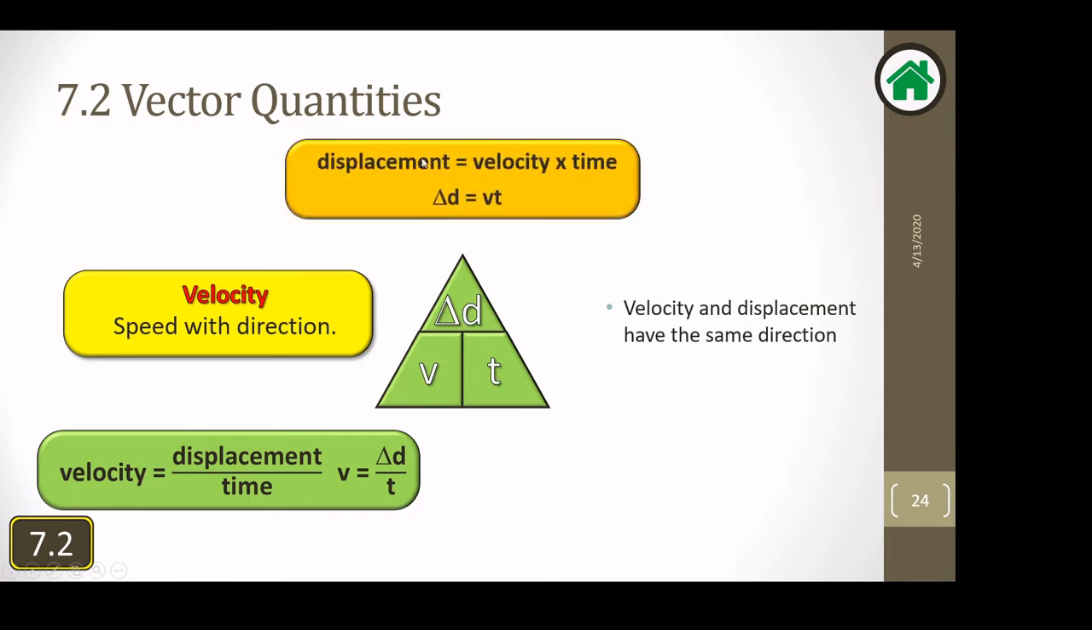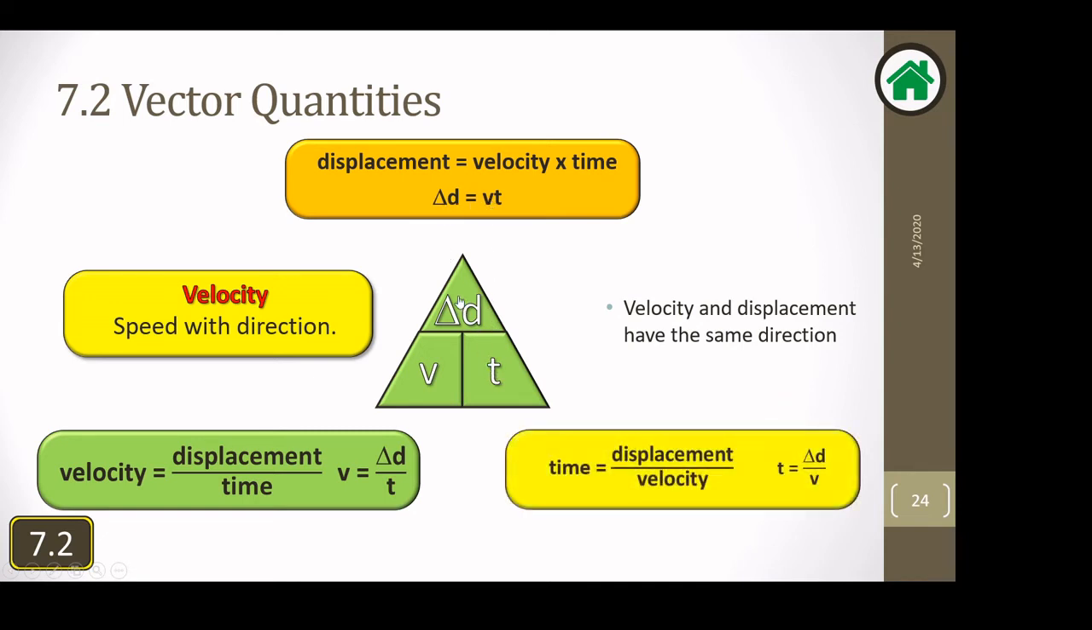If we wish to solve for displacement, we can multiply velocity times time. Delta d is equal to v times t. And if we wish to solve for time, we can divide displacement by velocity. t is equal to delta d divided by v. Again, 3 formulas for the price of 1.